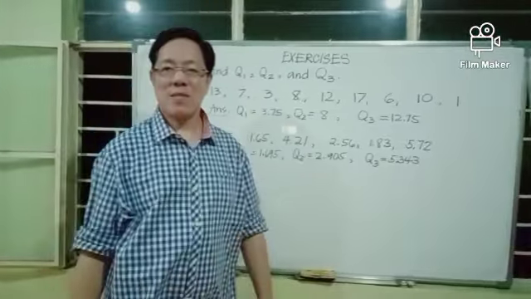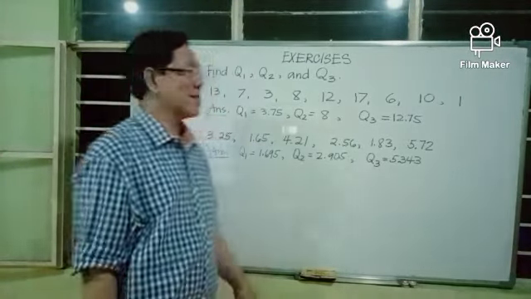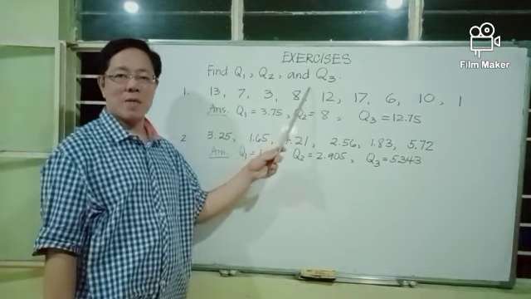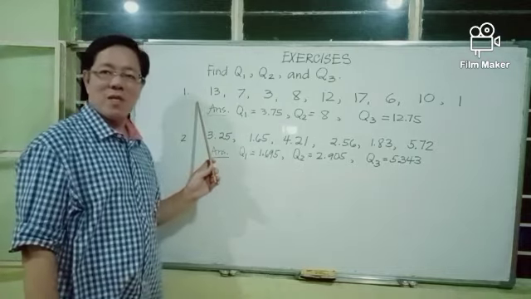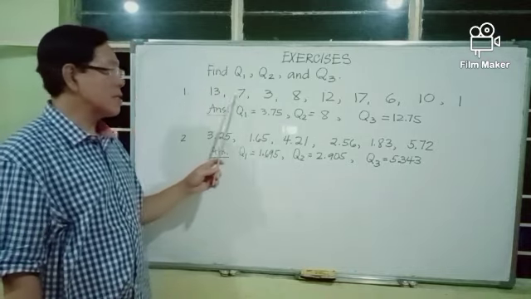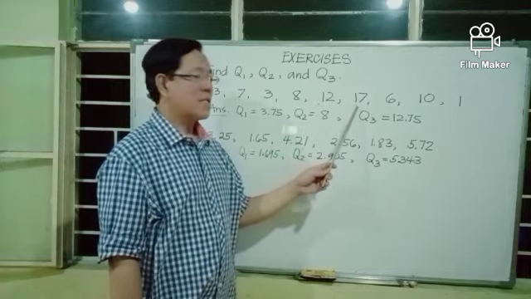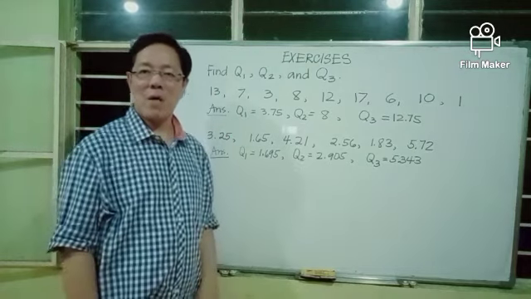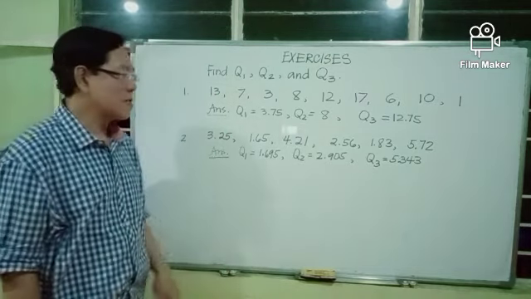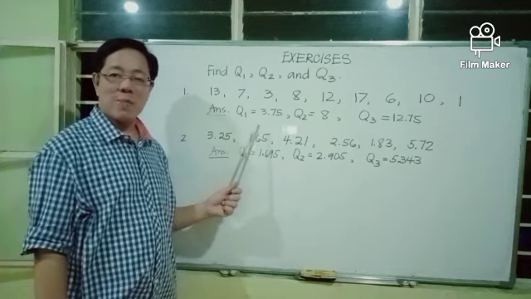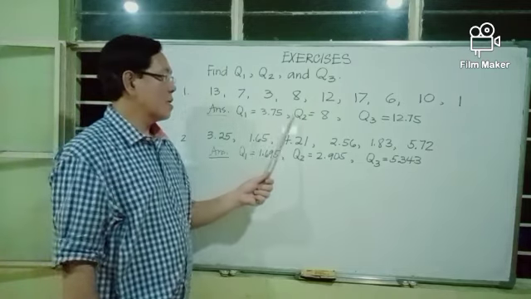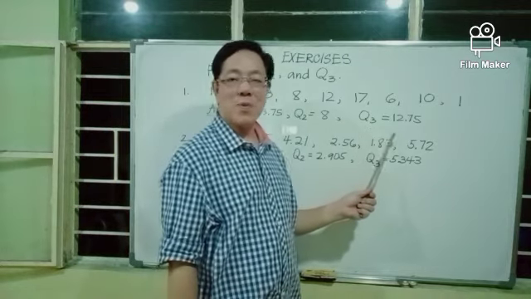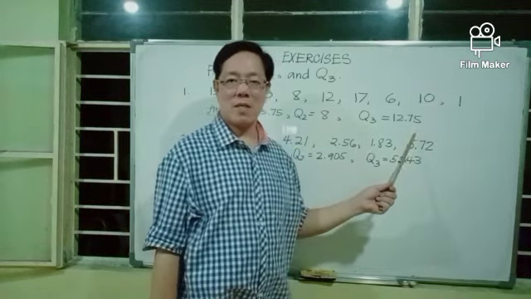For your practice, please try the following exercises. Find Q1, Q2, and Q3. In number 1, the given measurements are 13, 7, 3, 8, 12, 17, 6, 10, and 1. And for you to be able to check your answer, I give you the answers. The first quartile to 2 decimal places is 3.75. The second quartile is 8, a whole number. The third quartile is 12.75 to 2 decimal places.